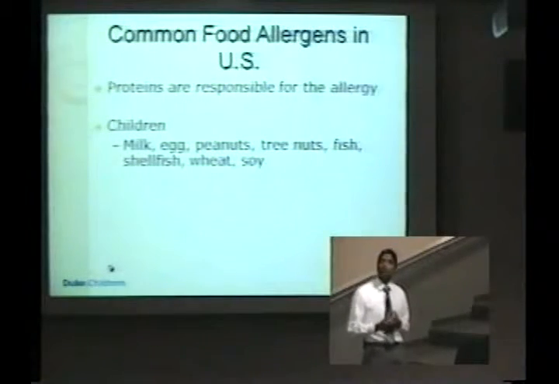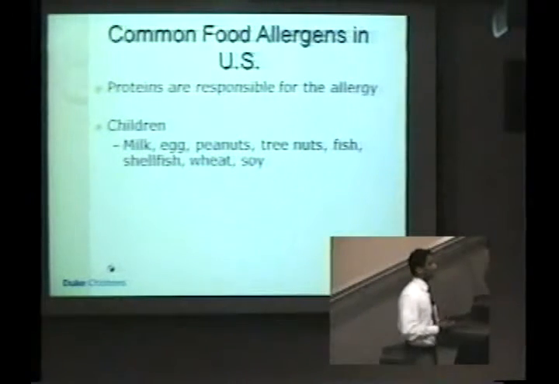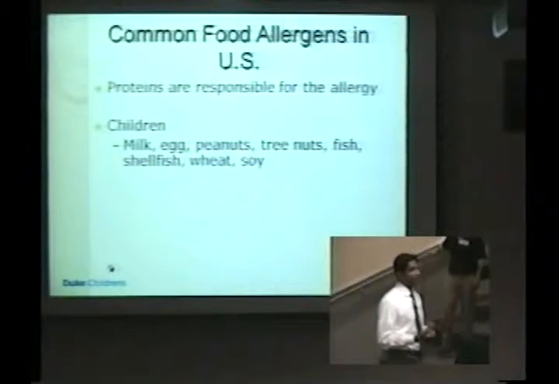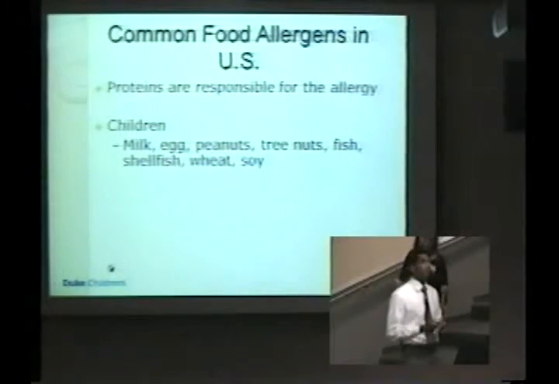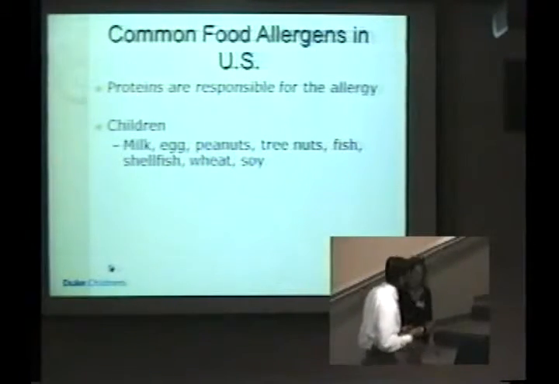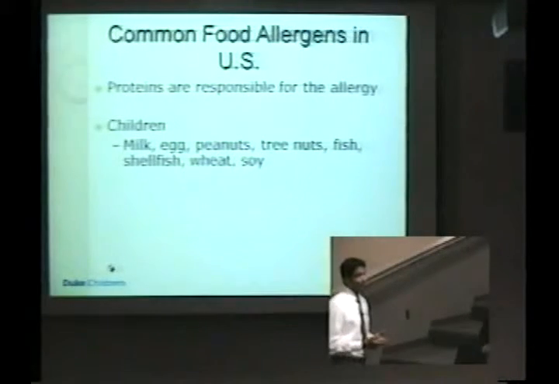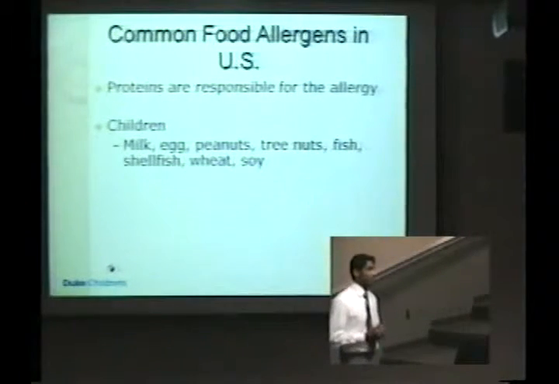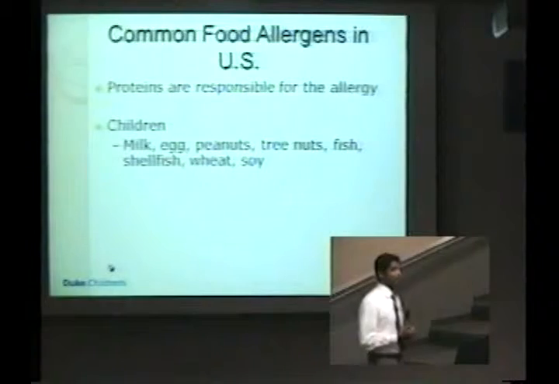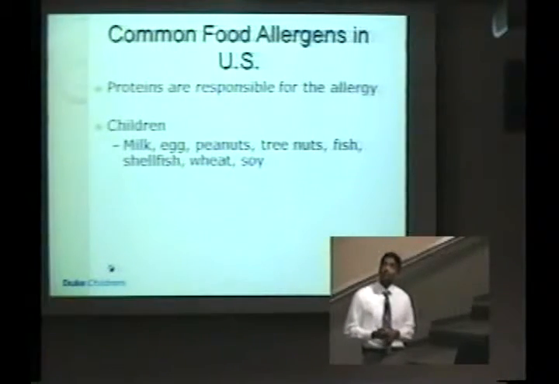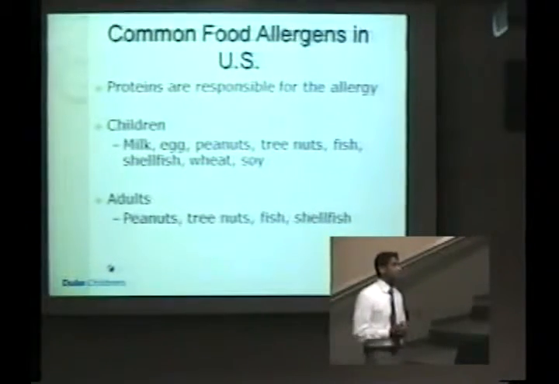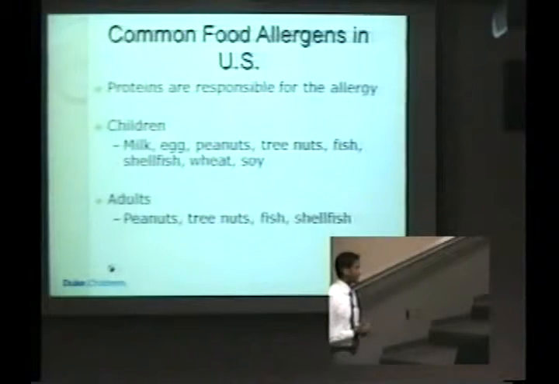The majority of those actually are outgrown by school age. Well, the general rule of thumb is that for milk and egg allergy, 80% of kids outgrow it by school age. The vice versa is for peanuts. Only 20% of kids with peanut allergy outgrow it by school age. And in adults, peanuts, tree nuts, fish, and shellfish are the most common.